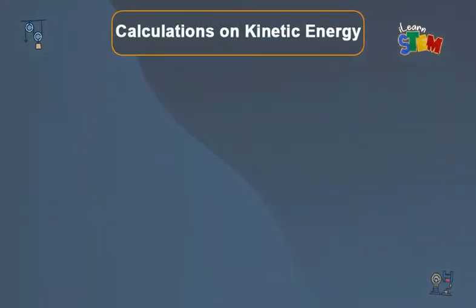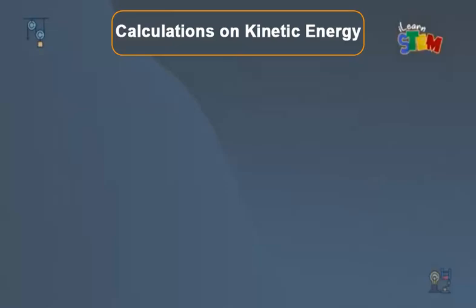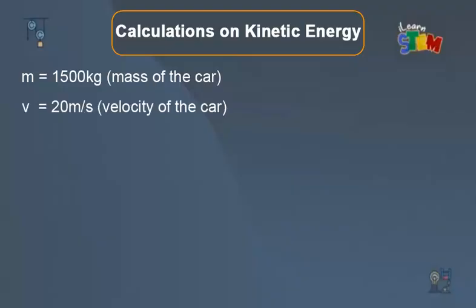Let's solve examples calculating kinetic energy and potential energy. A car with a mass of 1,500 kilograms is moving at a speed of 20 meters per second. Calculate its kinetic energy. Listing the variables. m equals 1,500 kilograms, mass of the car. And v equals 20 meters per second, velocity of the car.